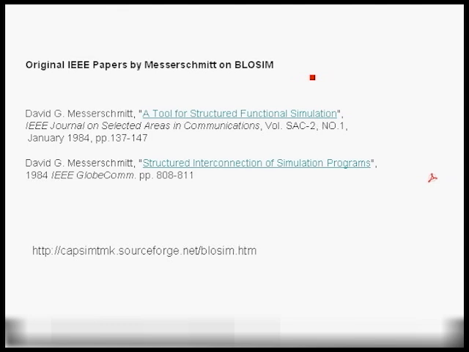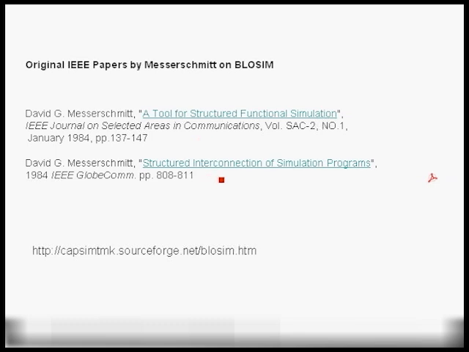The original model for Capsim is Blossom, which was developed by David Messerschmidt at the University of California at Berkeley, and was described in this paper in 1984, a tool for structured functional simulation. This is a very powerful simulation model in which blocks are connected through first-in, first-out buffers, and it is very flexible, as we will describe.